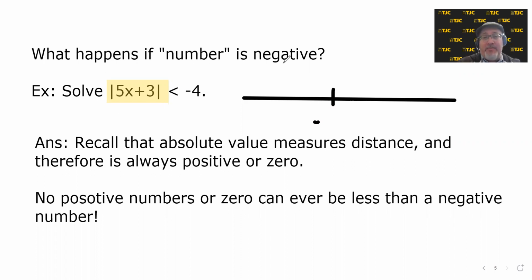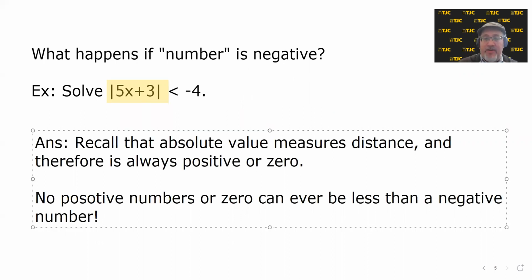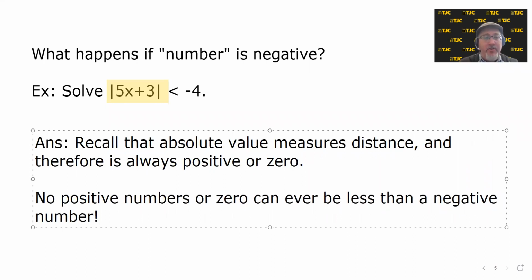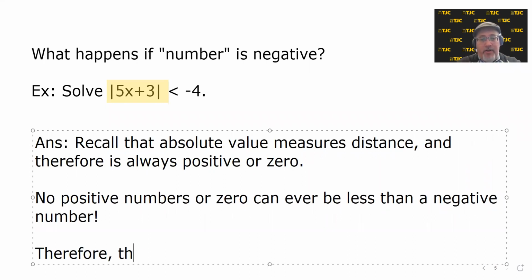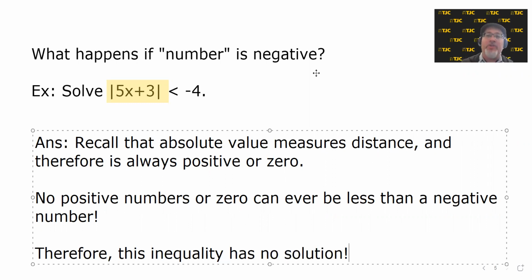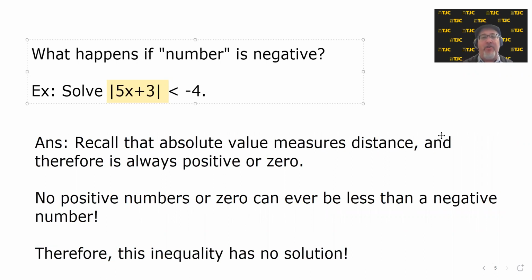So what does all that mean? That means we're asked to find something that is impossible. So the conclusion is, therefore, this inequality has no solution, which will actually always be the case when you have an absolute value less than a negative. In fact, I'm going to write that on the next page in all caps.